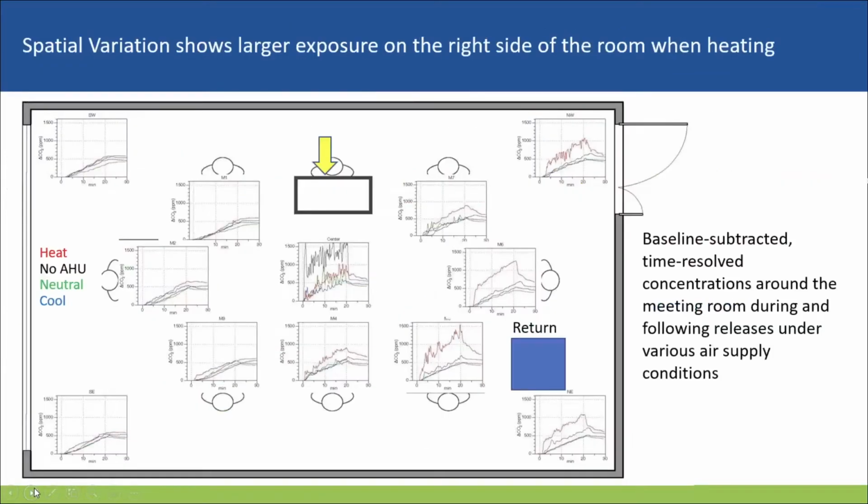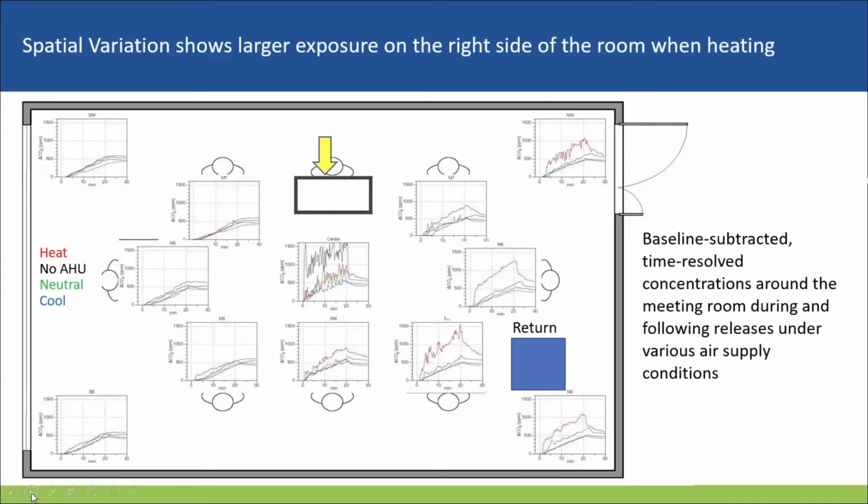Here is also an example of the spatial variations in our experiment. The figure presents the baseline-subtracted, time-resolved concentration around the room during the following release conditions: no forced air, neutral supply air, cooling, and heating. The release was about 20 minutes, and the condition was maintained for another 20 minutes. The releasing mannequin was at the top middle point, and the return was on the bottom right side. There are two supply air distributors, on the top left and the bottom right of the room.